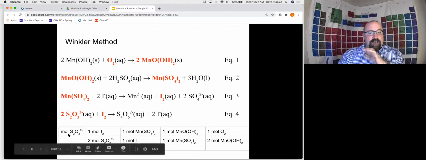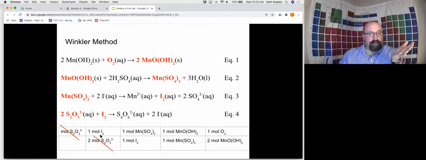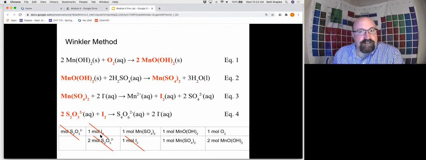Again, assuming we are able to know and calculate how many moles of S2O3 we actually had, we can use equation 4 to relate that back to the moles of I2 that had to have been present. Now that we know how many moles of I2 had to have been present, we can use equation 3 at that point to tell us how many moles of manganese sulfate had to have been there. Then using our ratio in equation 2 gets us to how many moles of the manganese oxyhydroxide.